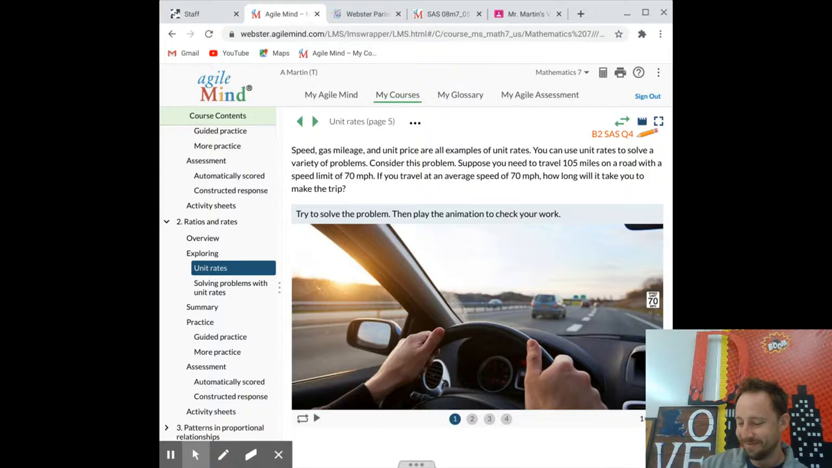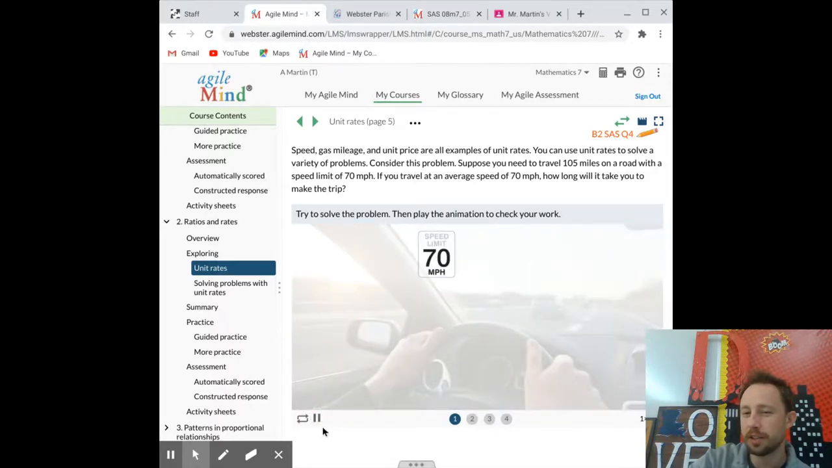All right, so looking at this, what do you think we'd have to do to determine how long it's going to take to make the trip? Not going 700 miles an hour, but 70 miles per hour. What would we do? Wouldn't we divide? Yeah. What am I dividing? 70 divided by 105. Or the other way around. I don't know. We're going to have to determine it. We'll think about it. Let's look at how we would say this as a unit rate, and then we'll determine which one we're going to have to do.